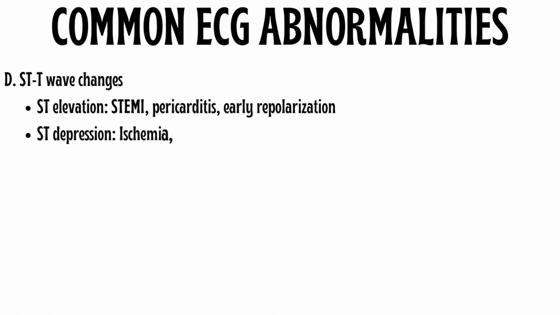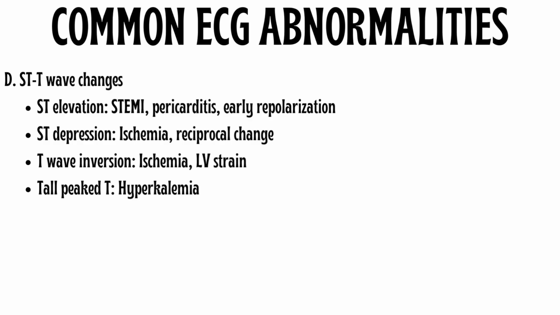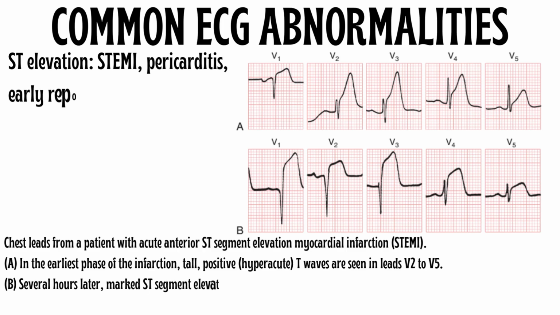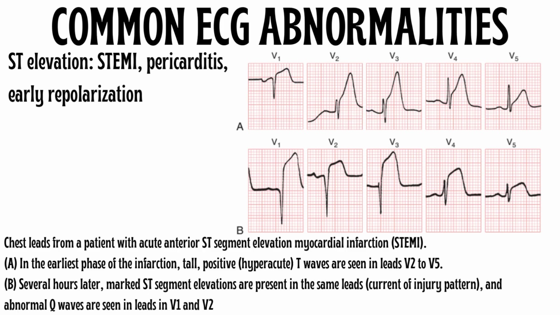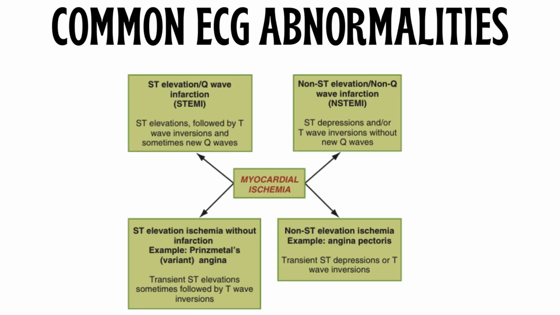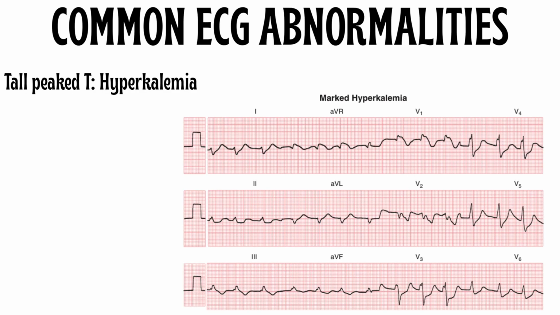ST elevation may indicate acute myocardial infarction, pericarditis, or early repolarization. ST depression suggests myocardial ischemia or reciprocal change. T-wave inversion may reflect ischemia or ventricular strain. Tall, peaked T waves are characteristic of hyperkalemia.